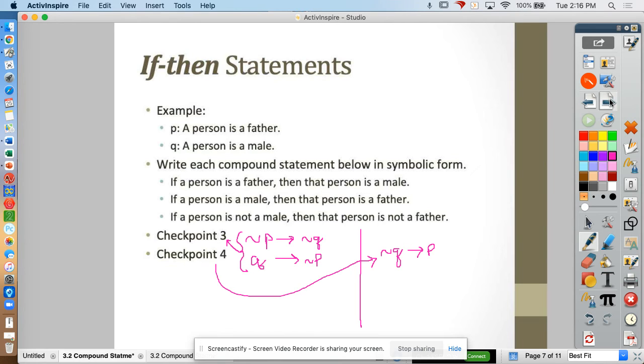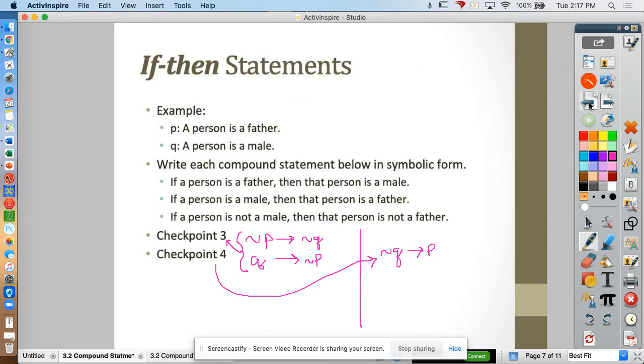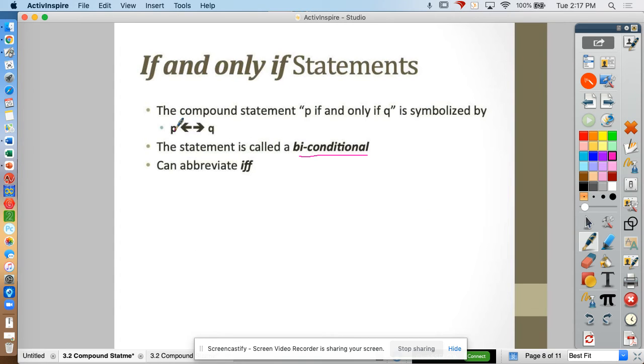All right. Last one here is if and only if statements. So this one is called a biconditional. It has an arrow that goes both directions. When you write this, you're going to write it in the English sentence from left to right. There is no, like in the if then, remember the if always had to come first and then the then. So in the if and only if statements, it doesn't matter. You're just going to read from left to right and write it from left to right.